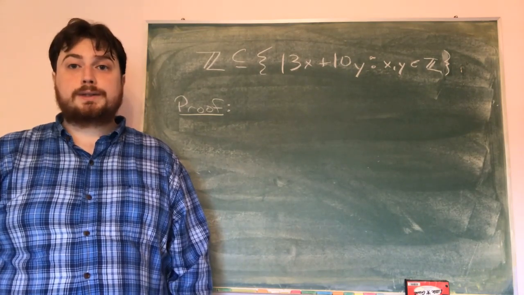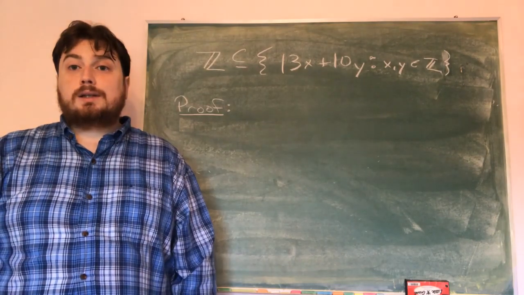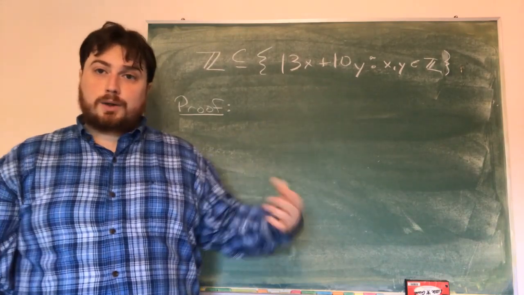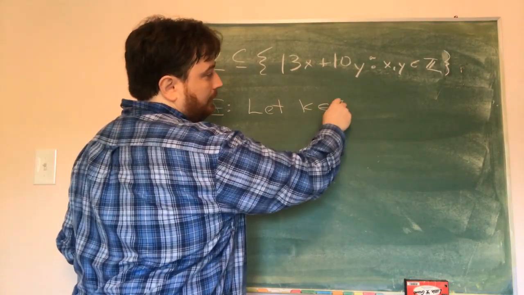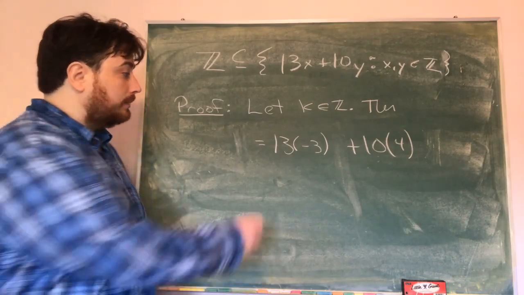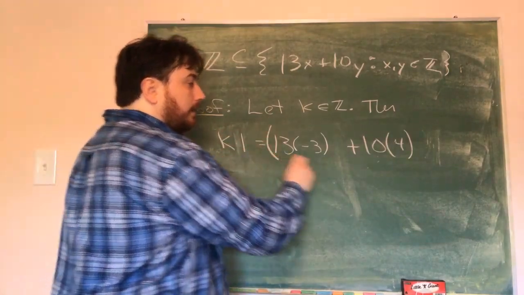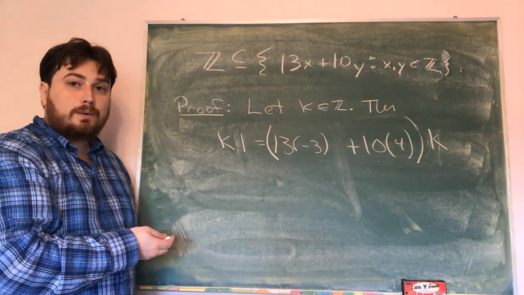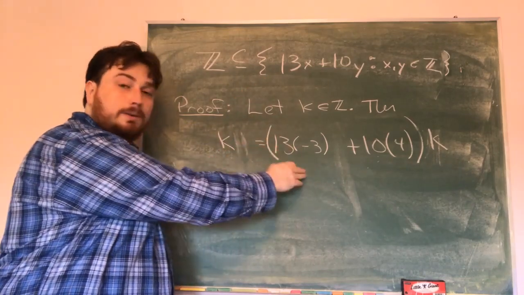Alright, now we're going to show the other direction, that is, that the set of integers is a subset of the set 13x plus 10y, such that x, y are in Z. And so what we have to show is that every integer can be written in this form. So for our proof, let k be an element of Z. We know that 1 is equal to 13 times negative 3 plus 10 times 4. So I should be able to multiply both sides by k, and I'll get k is equal to (13 times negative 3 plus 10 times 4) times k. My goal is to show that k can be written in this form.